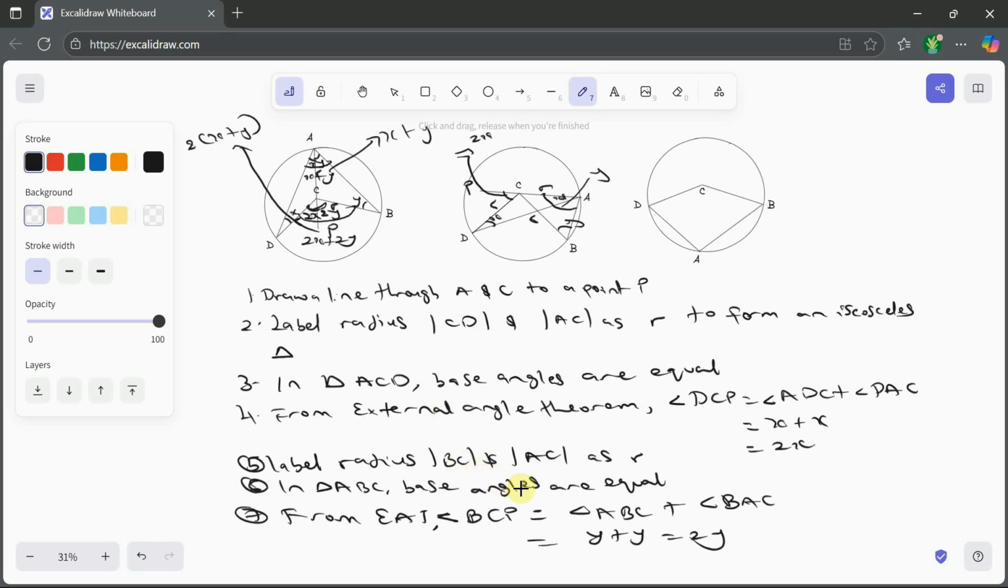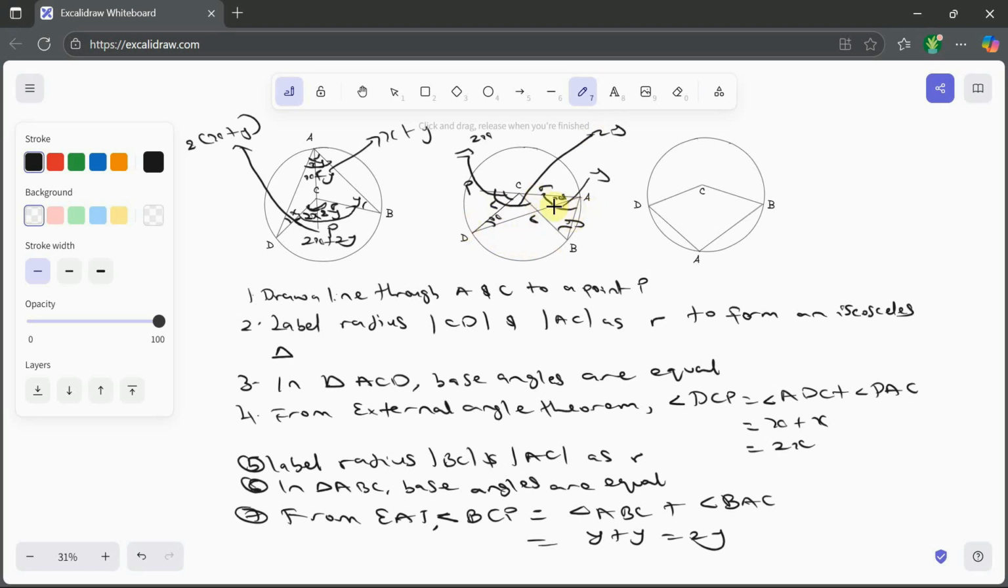So it now says from E8C, angle BCP is equal to 2y. Of course, we know that already. This is the external angle here, so this entire place is 2y. Great. Now look at this.